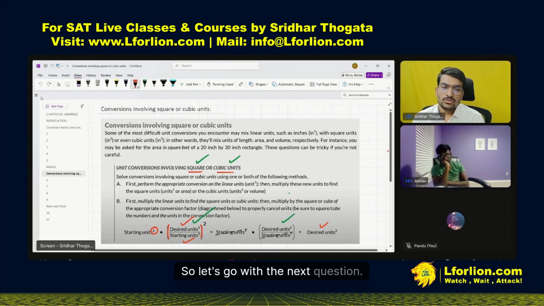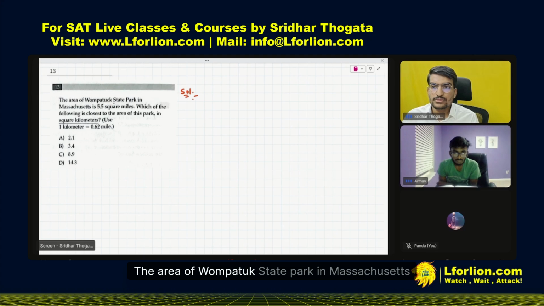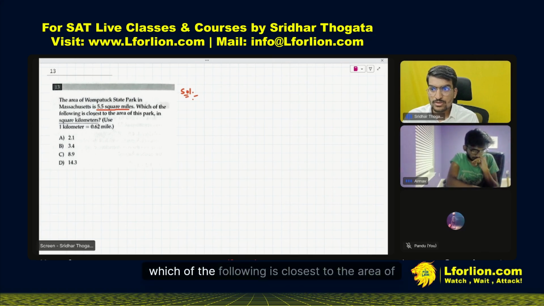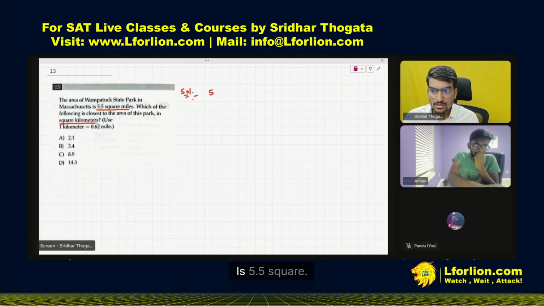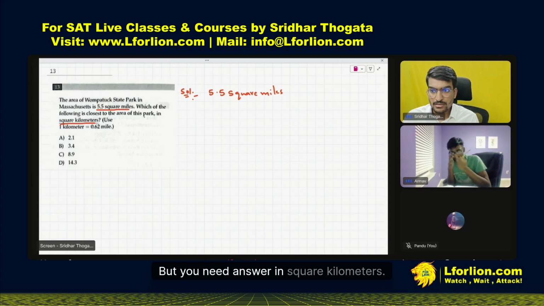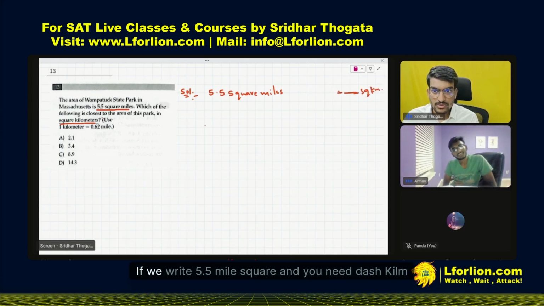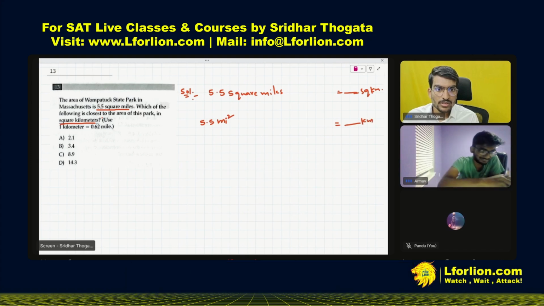So let's go with the next question. The area of Wompatuk State Park in Massachusetts is 5.5 square miles. Which of the following is closest to the area of this park in square kilometers? The given value is 5.5 square miles, but you need the answer in square kilometers.